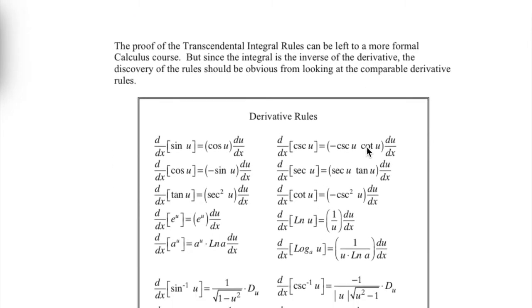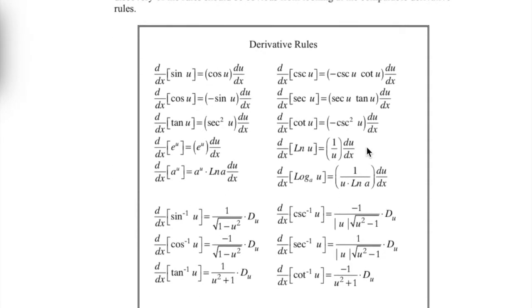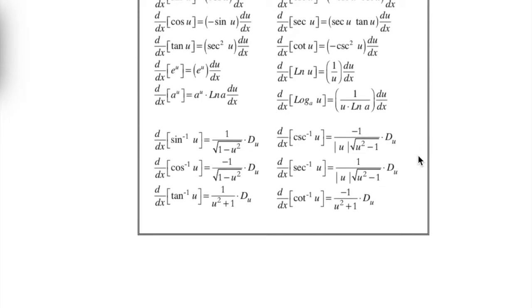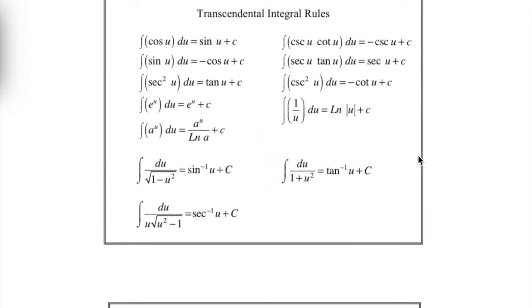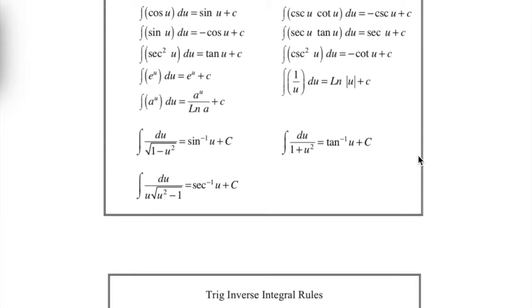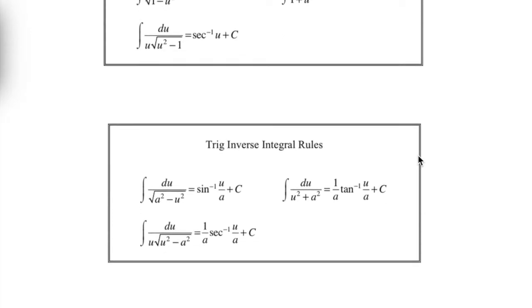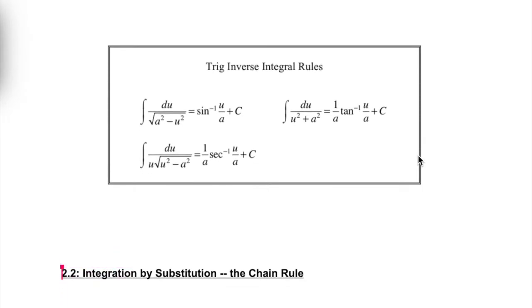And these are our derivative rules, which we should know for memory. Sine, cosine, tangent, others. And these are integral rules, which we should also know for memory. And then these are trig inverse integral rules, which we should also know.